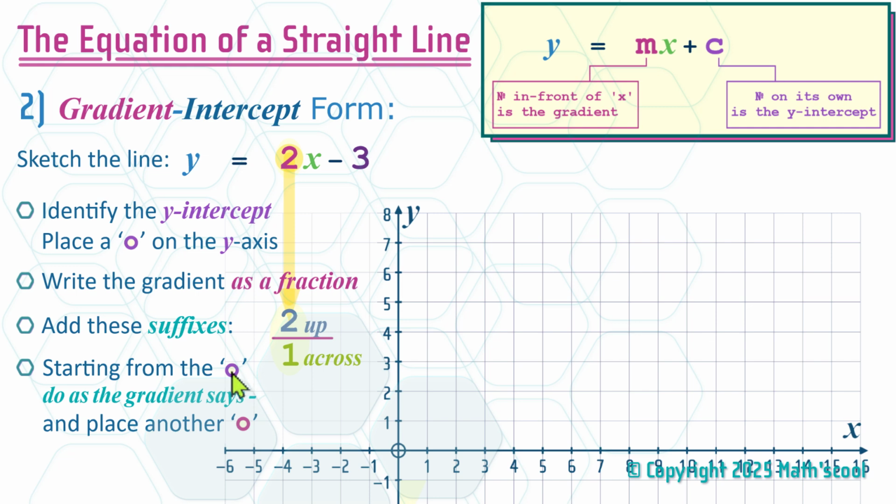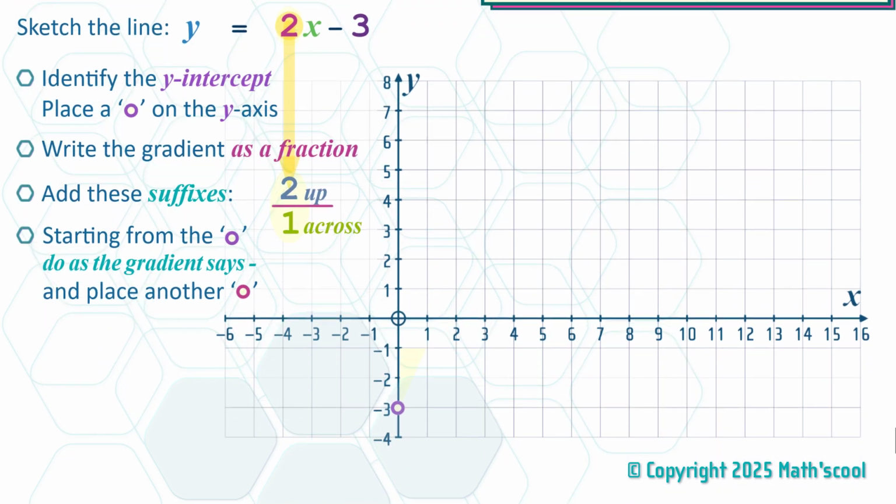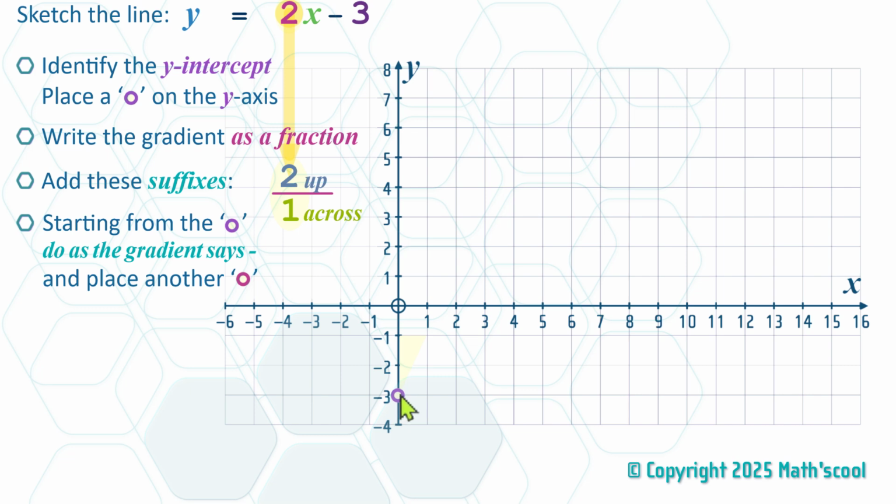Now, starting from the blob you put on earlier on, do as the gradient says. The gradient says to go 2 up and then 1 across, and then place another blob. Okay, so they want me to start from here and then go 2 up, 1 across, and then place another blob. So here's another blob. Start from here, go 1, 2 up, 1 across, and then place a blob. Okay, done that.